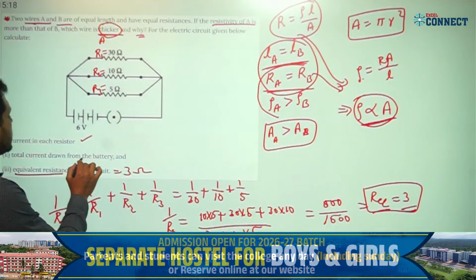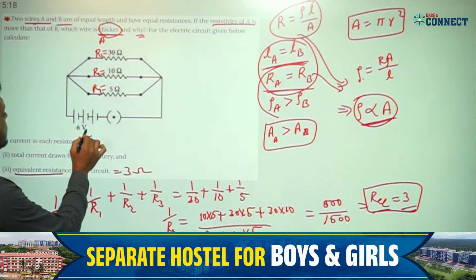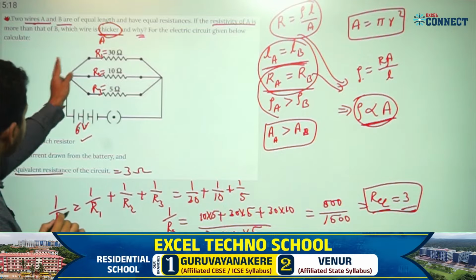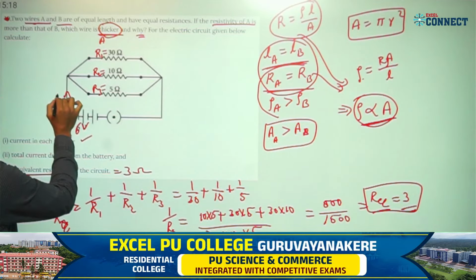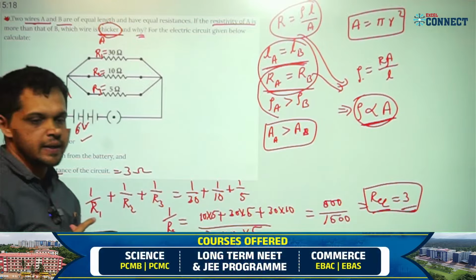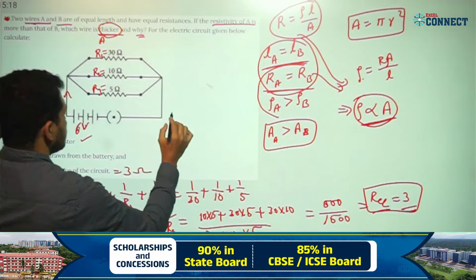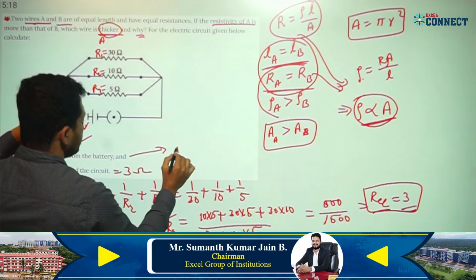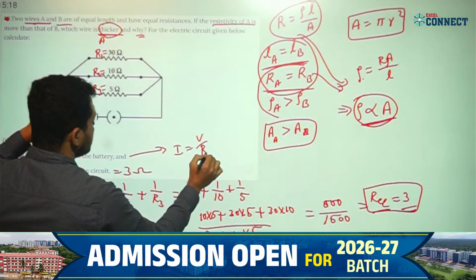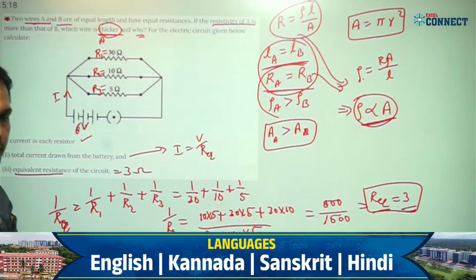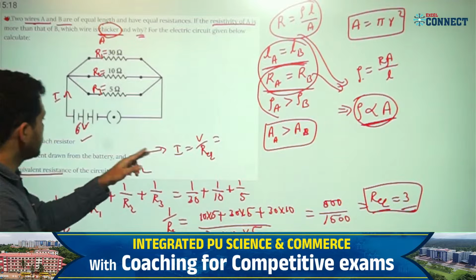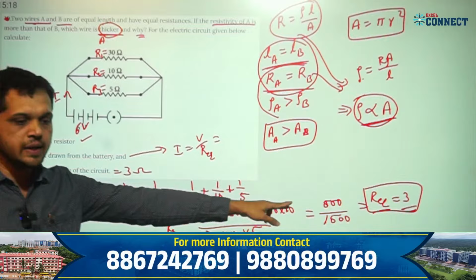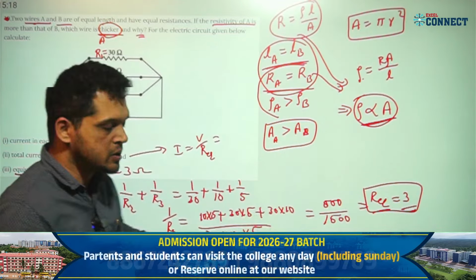Next question is the total current drawn from the battery. Here a 6 volt battery is given, correct? Total resistance is given. Then what is the total circuit current I? This I have to find. How to get I? I is equal to V by R equivalent, the total resistance. R equivalent is already calculated, R equivalent is 3, right? So what is the current?